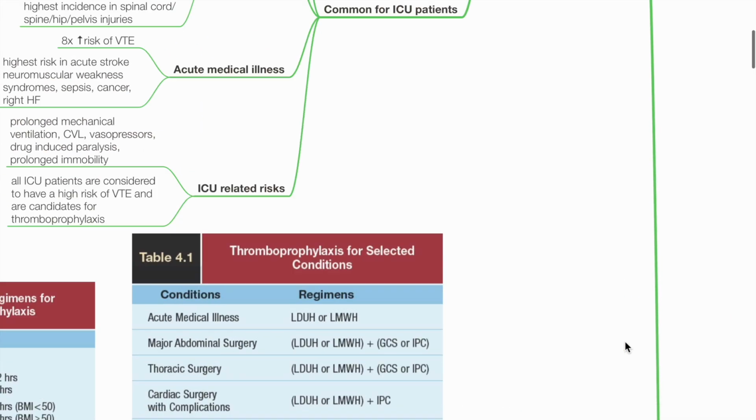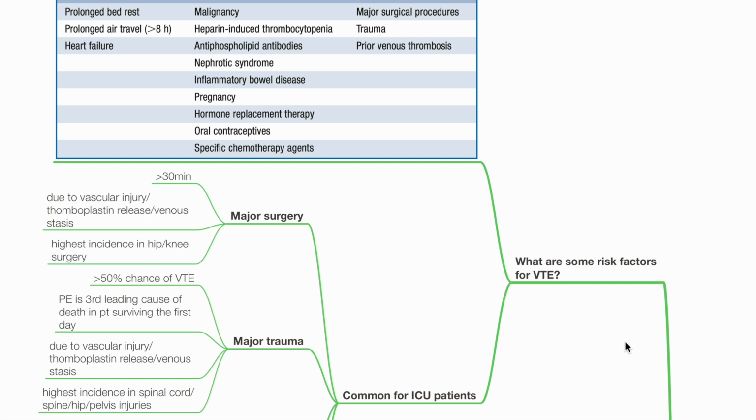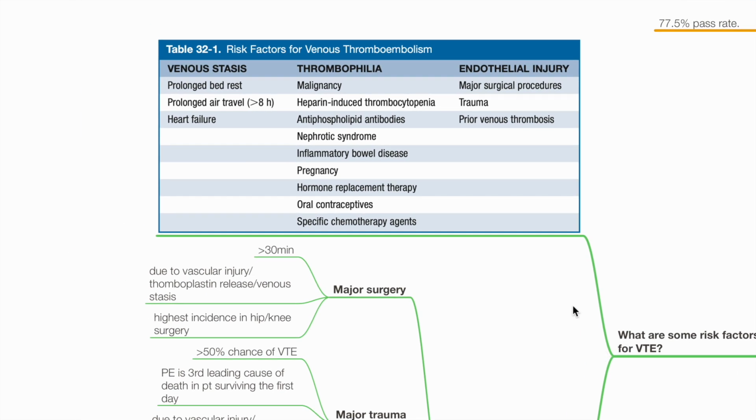Additional information. What are some risk factors for VTE? Risk factors of VTE may be classified as causes of venous stasis, thrombophilia, and endothelial injury. Venous stasis may occur with prolonged bed rest, prolonged air travel, and heart failure. Thrombophilia occurs in malignancy, heparin-induced thrombocytopenia, antiphospholipid antibodies, nephrotic syndrome, inflammatory bowel disease, pregnancy, hormone replacement therapy, oral contraceptives, and specific chemotherapy agents. Endothelial injury may occur in major surgery, trauma, and previous venous thrombosis.